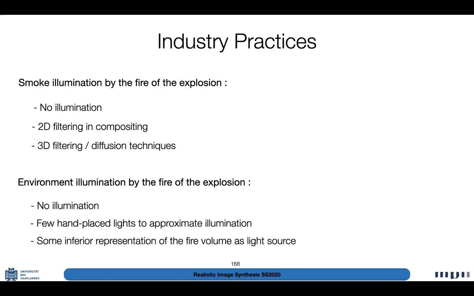The same applies to the environmental illumination by the fire of the explosion. Again, depending on the budget they have, they either ignore this illumination or they place a few hand-placed lights to approximate the illumination in the environment. There are also some inferior representations of fire volumes as light sources.